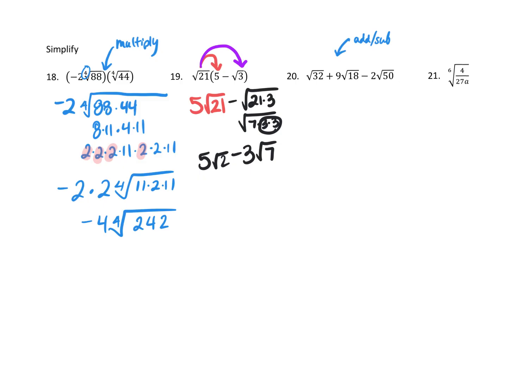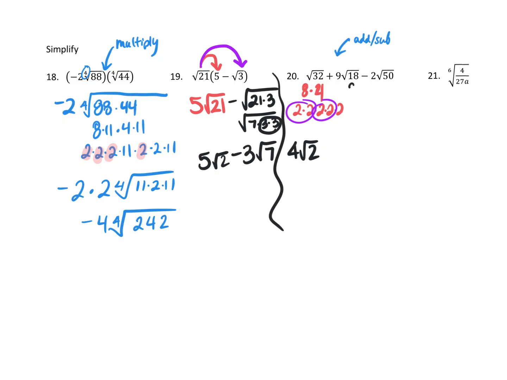That's what I need to make happen for number 20. I have to have the same number under all the radicals in order to add them together. So we have 8 times 4, which is 2 times 2 times 2. That's 8. 2 times 2 is 4. So I have two pairs of 2's. That gives me 4 square root 2.